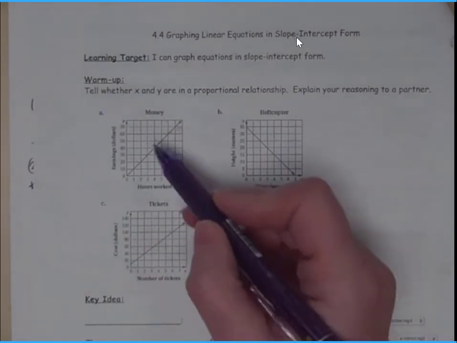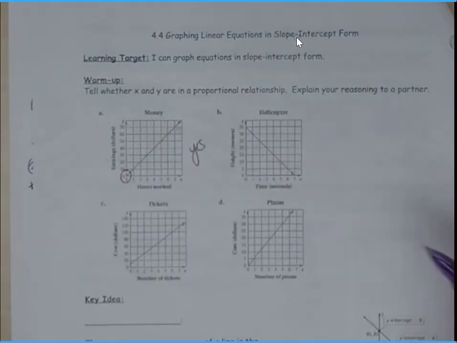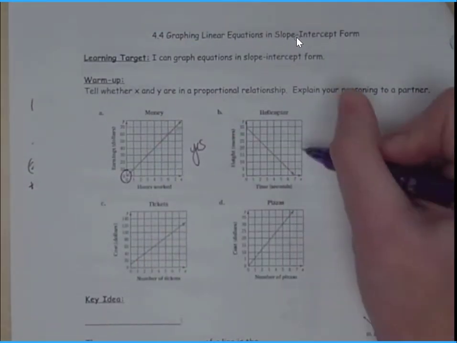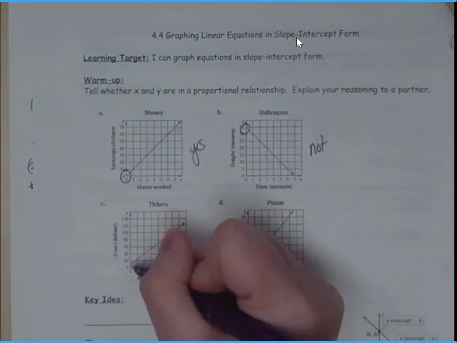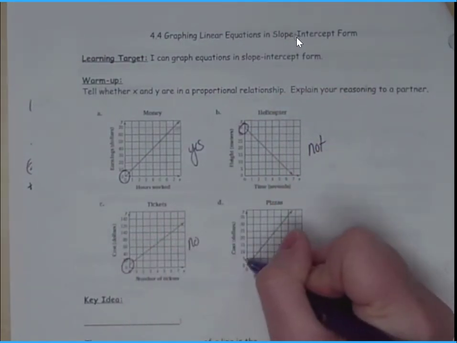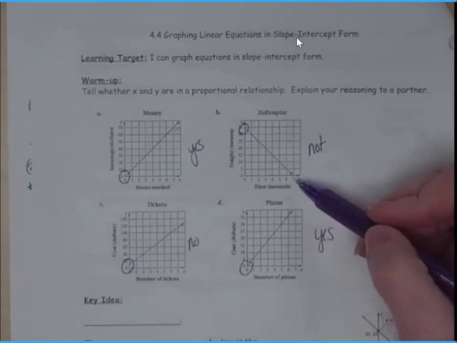All right everybody, welcome back. So yes, these are proportional. Remember, it needs to go through the origin. This one is not, again, does not go through the origin. Also, no and yes. But I want to take a look at this graph real quick.